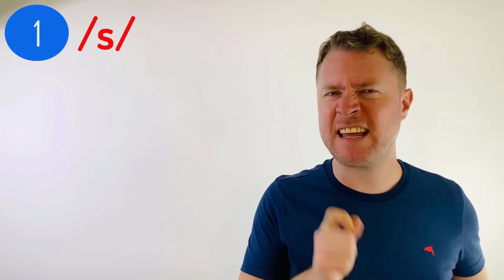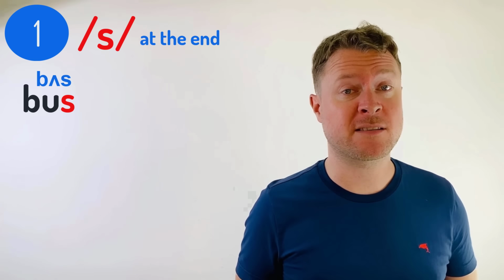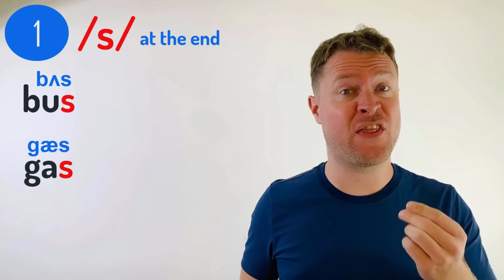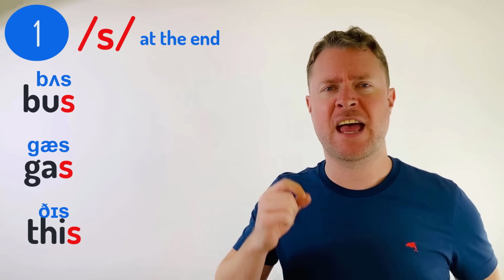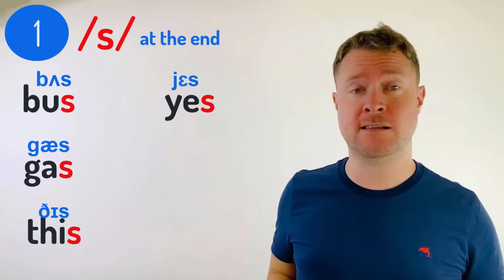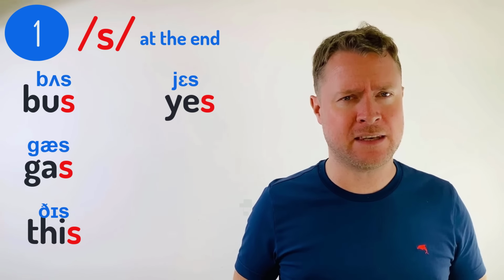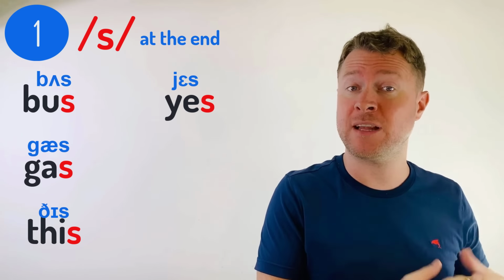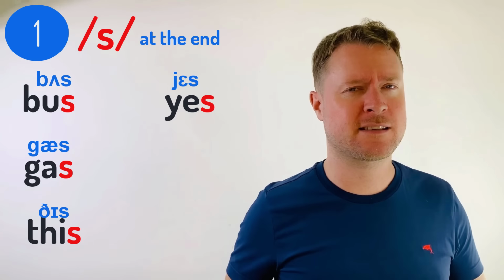And finally, we have the letter S at the end of words, like bus, or gas, or this. Difficult one because you've got that th sound first. This. And of course, words like yes. Each of those has that s at the end, okay? So go back and practice when it's at the beginning and in the middle and at the end until you're perfectly comfortable with that s sound.